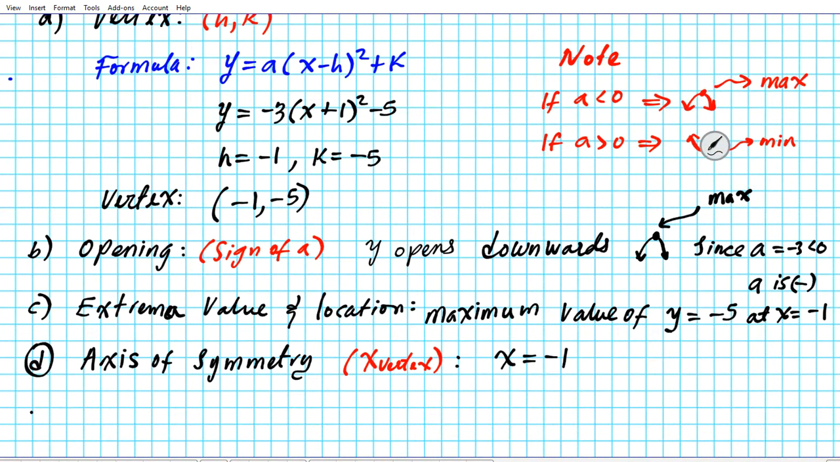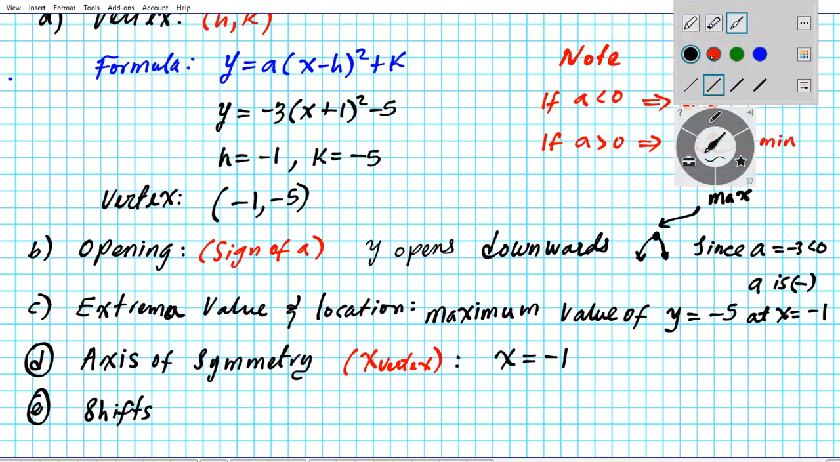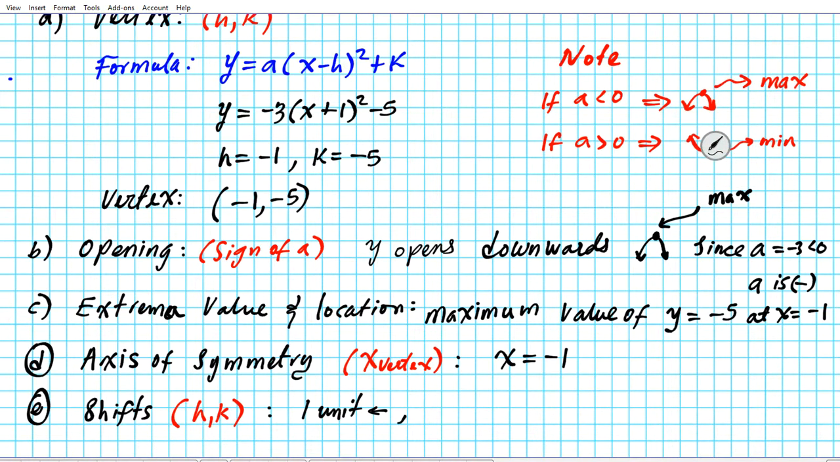Next, our shifts. What kind of translations on the parent quadratic curve will result in the graph of this function here? We're going to use our h and k again. So our shifts are going to be just following exactly what the vertex tells you. You're going to shift 1 unit to the left and 5 units down. That will place the vertex in quadrant number 3.